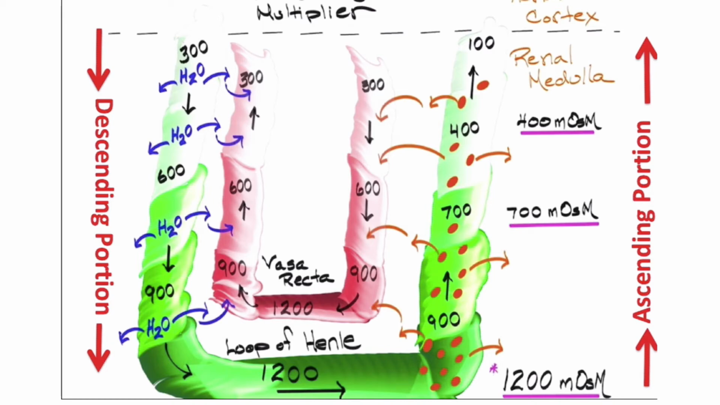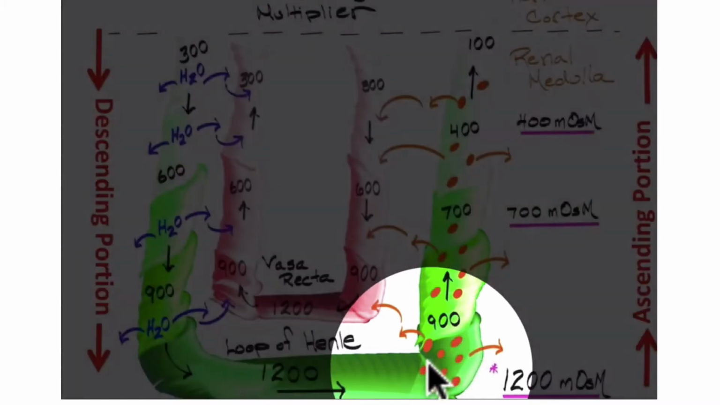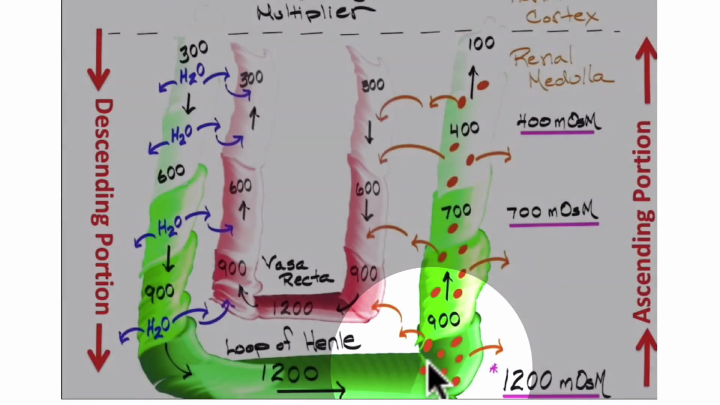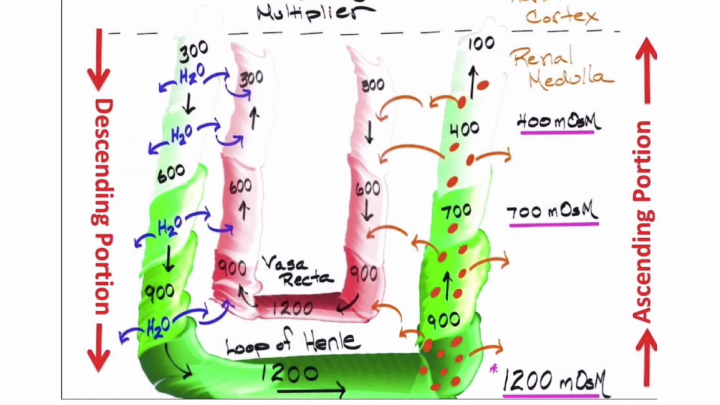Now, this is pertinent because the goal of having water leave the descending portion is to concentrate solutes, which will allow for solutes to move into the renal medulla or into the interstitium. Now, truth be known, the solutes will move both passively and actively, depending on which layer of the tubule cells they are crossing. And once again, we'll cover that next class.